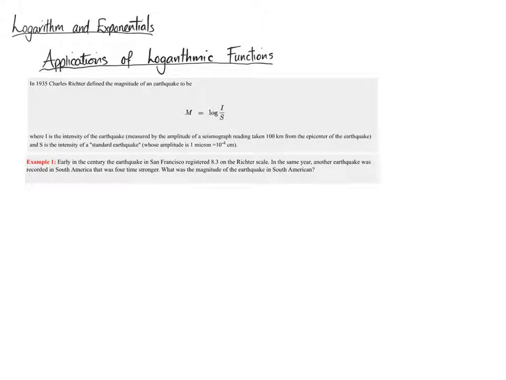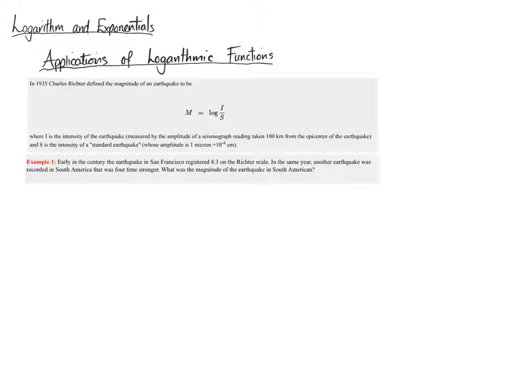So we know that in 1935, Charles Richter defined the magnitude of an earthquake to be M equals log of I over S. And if we have log with no base written, that's log to the base 10. Like ln is log to the base e, log with nothing else written is log to the base 10.